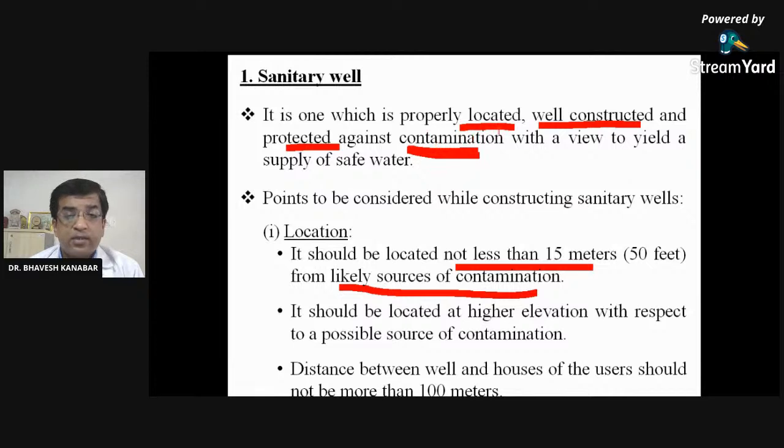In location also, it should be located at a higher elevation with respect to possible sources of contamination. From the ground, it should be at a higher level. And the distance between the well and the house of the user should not be more than 100 meters, meaning it should be accessible to all. So the distance between any house in the village and the well should not be more than 100 meters. That is one of the important things.